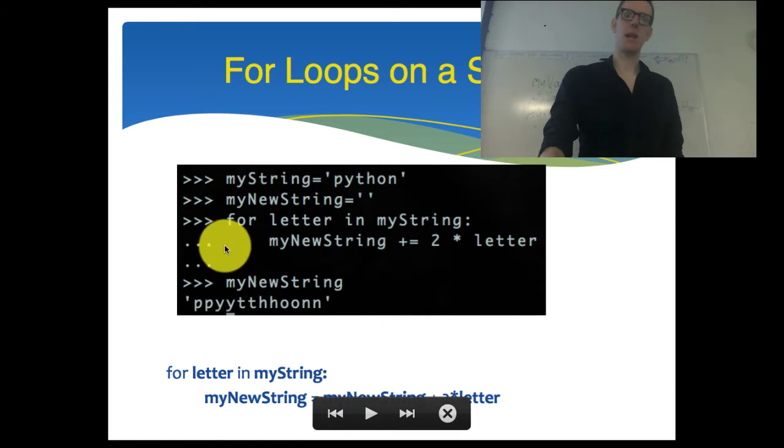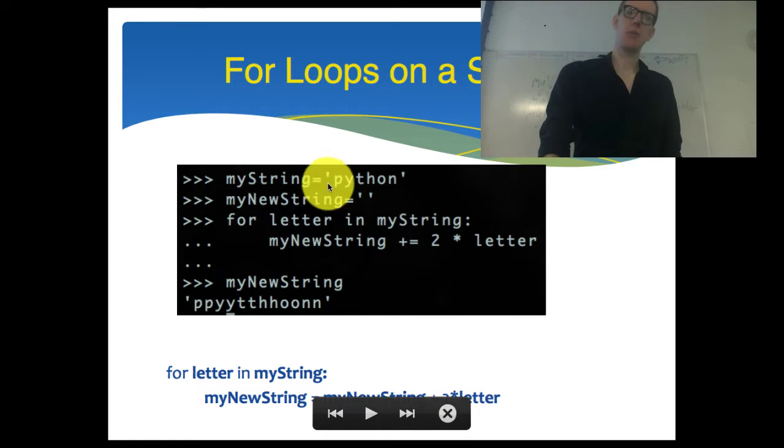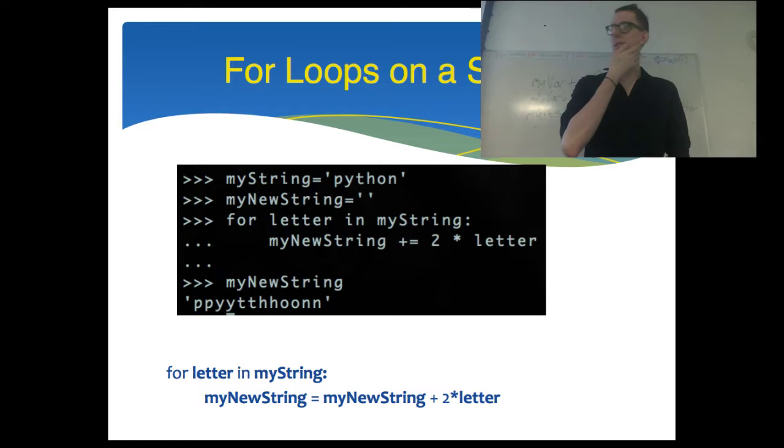And when we run that loop and have a look at the value of my new string, you should see that it contains Python with every letter doubled. So the first time, letter will be P. It'll do my new string equals its current value plus 2 of the letter Ps. Then letter will be Y. It'll do my new string equals its current value plus 2 times the letter Y. So we get P, P, Y, Y, and it will go through all the way. Does that make sense? Awesome, great.